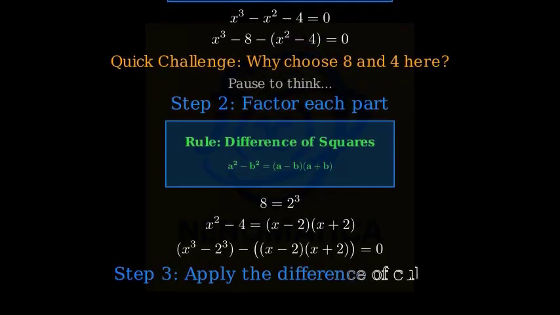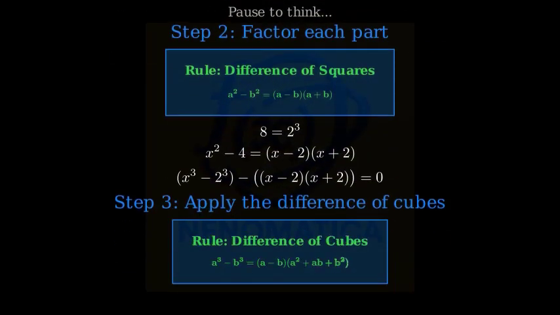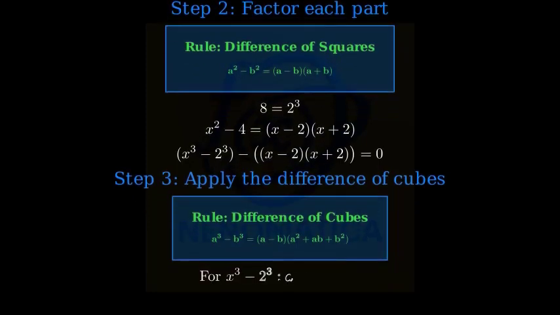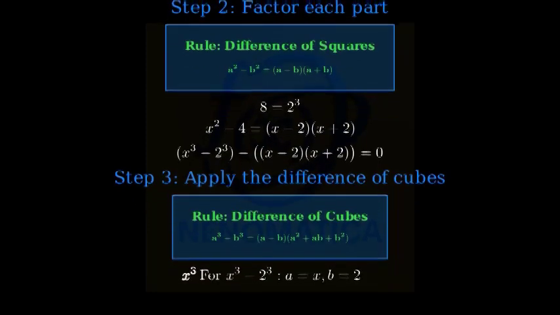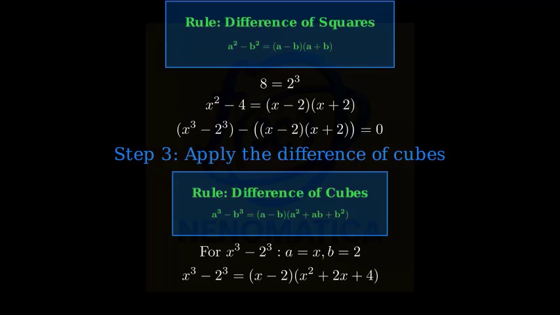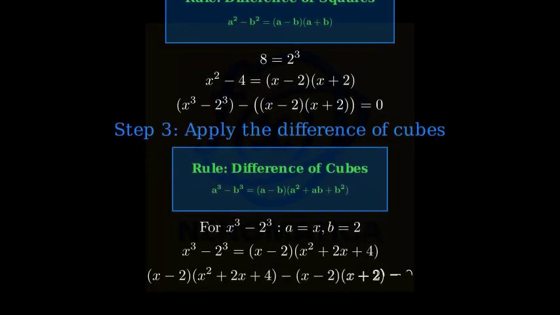Step 3. Let's apply the difference of cubes formula to the first term. The difference of cubes formula states that a cubed minus b cubed equals a minus b times the quantity a squared plus a times b plus b squared. In our case, a is x and b is 2. So x cubed minus 2 cubed becomes the factor x minus 2 times the quantity x squared plus 2x plus 4. Now our equation is x minus 2 times x squared plus 2x plus 4, minus the quantity x minus 2 times x plus 2 equals 0.